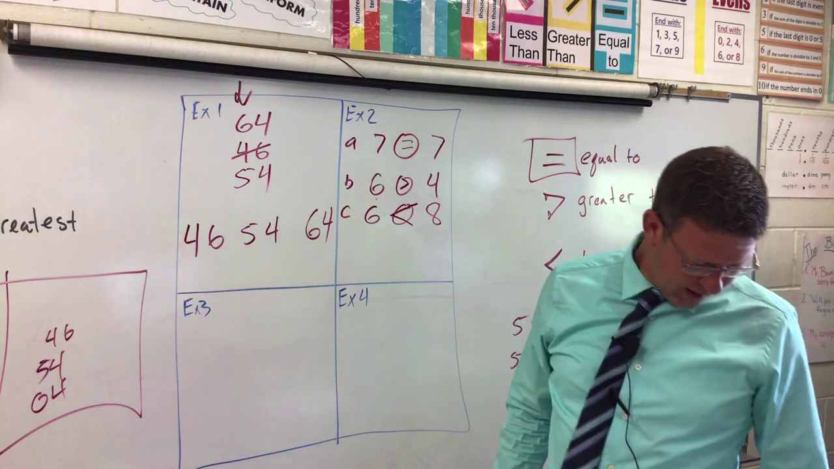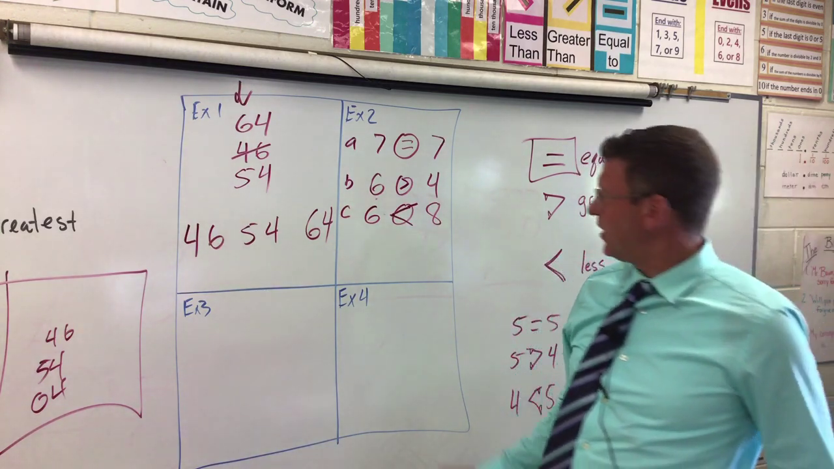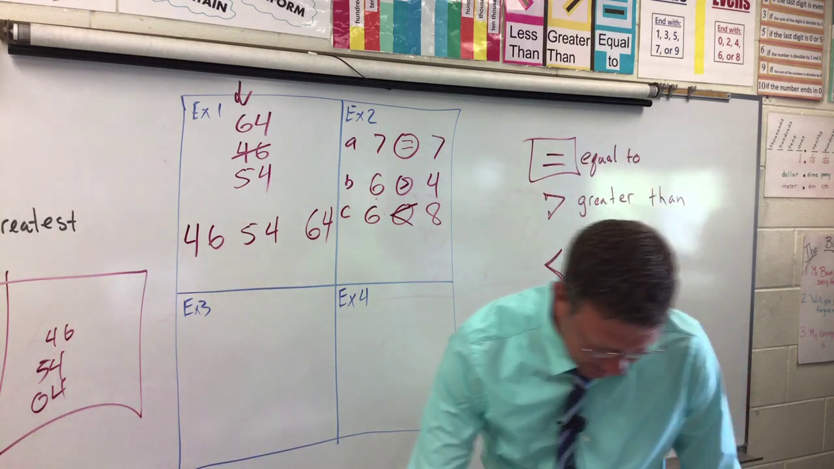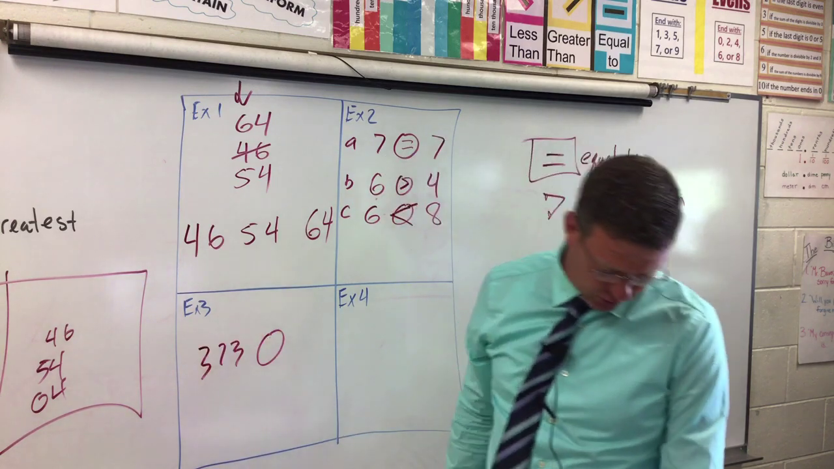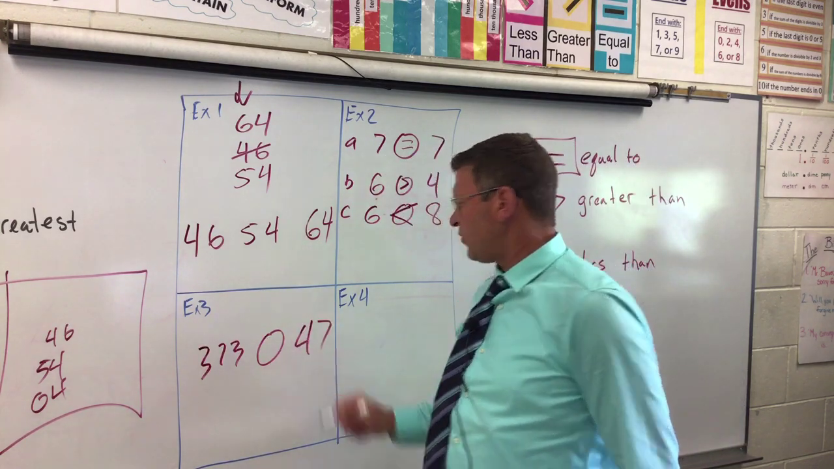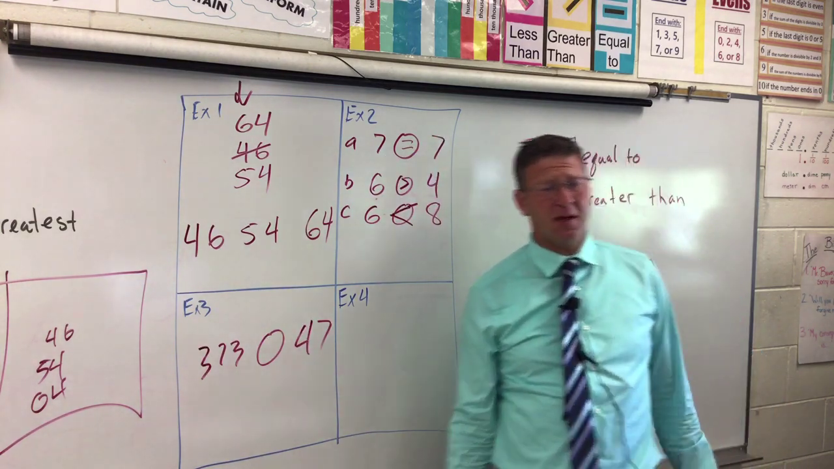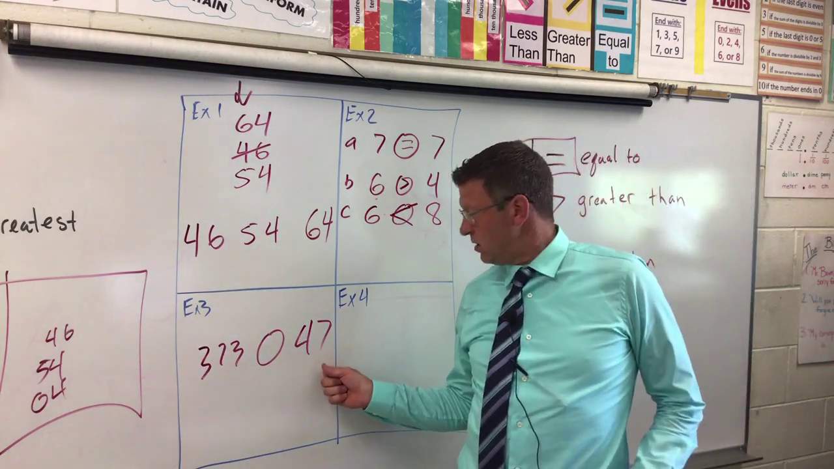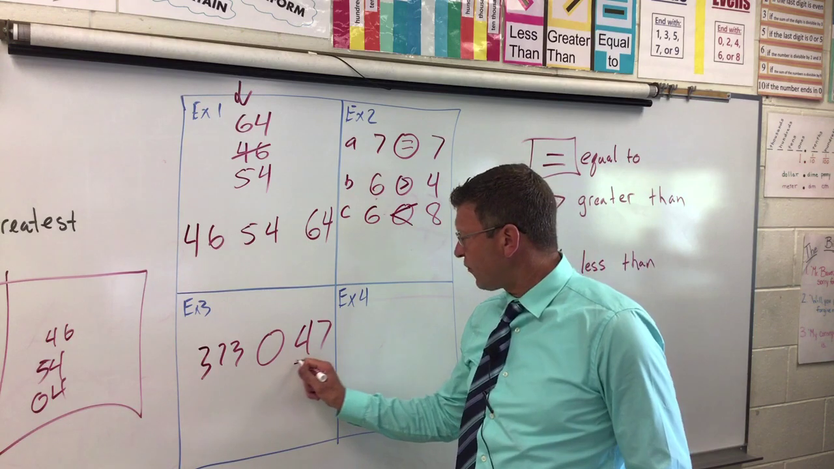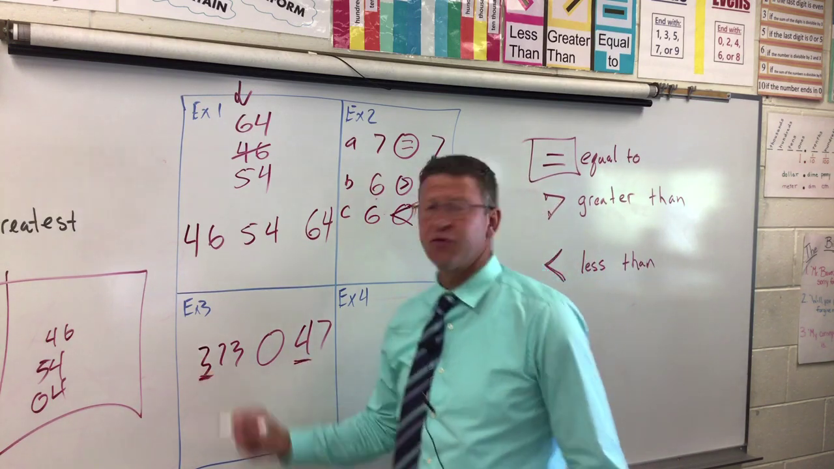Example number 4. They got a couple of them that they'd like you to do here. Pardon me, Example 3. 373 compared to 47. Now, this is what I was talking about. Just think about going to a job someday. Do you want your boss to pay you $373, or do you want to pay $47? Well, some kids say, oh, look, Mr. Bauer, the first digit's a 4, and the first digit's a 3. The 4 is going to be bigger.